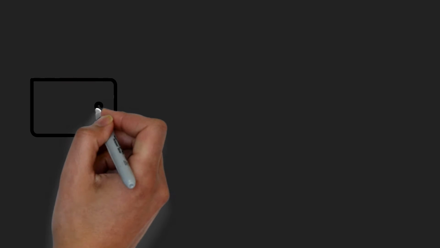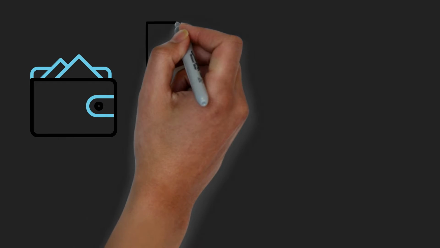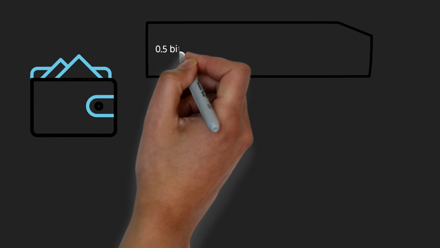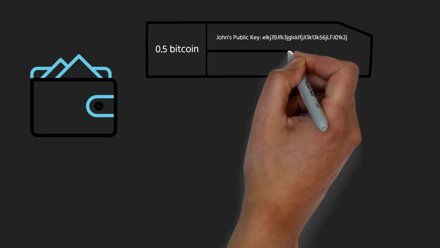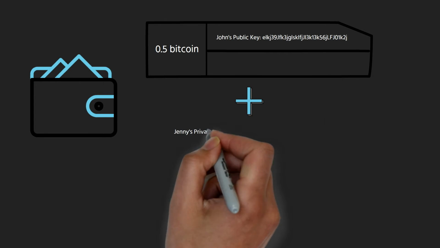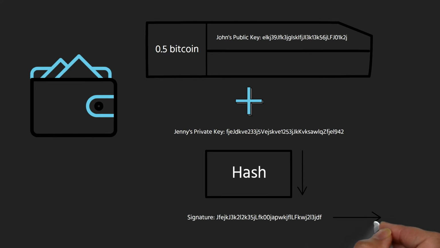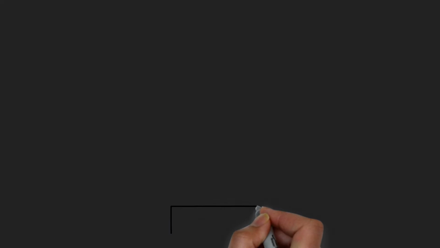Continuing with the transaction between Jenny and John, Jenny will use the wallet to create a transaction. The transaction contains the amount of Bitcoin Jenny wants to send, John's public key, and a signature. A signature is created by passing Jenny's private key, amount of Bitcoin, and John's public key through the hash function. This transaction is sent to a random full node.